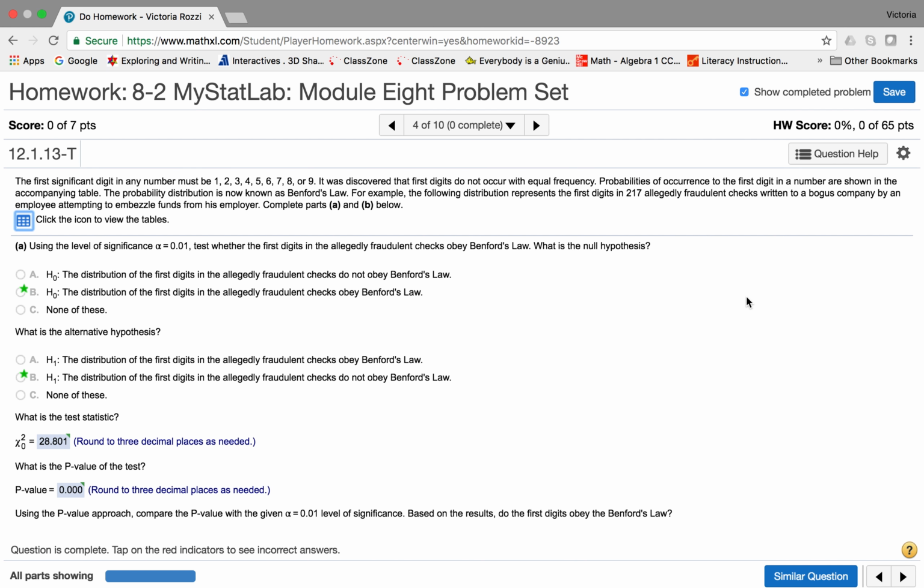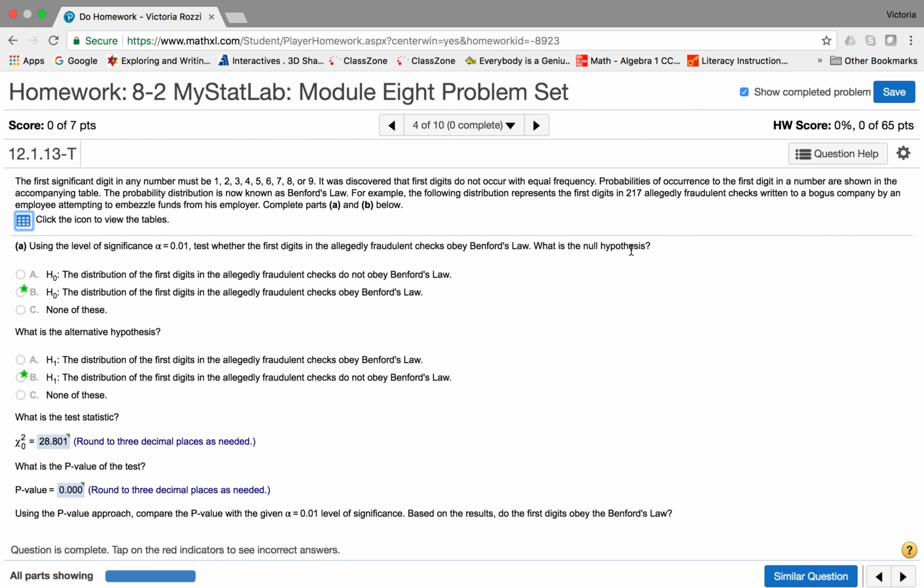Okay, so this is a video for homework 8, problem 4, and here we have a problem about fraudulent checks and the first significant digit of the check numbers. So we have this probability distribution known as Benford's law, and it describes the probability of having the first digit be a 1 or 2 or 3 all the way up to 9.